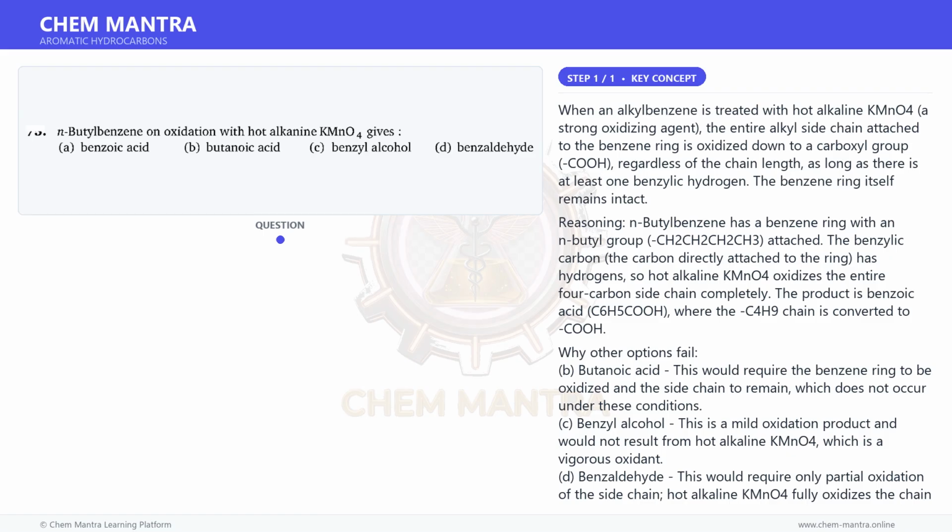C. Benzyl alcohol. This is a mild oxidation product and would not result from hot alkaline KMnO4, which is a vigorous oxidant. D. Benzaldehyde. This would require only partial oxidation of the side chain. Hot alkaline KMnO4 fully oxidizes the chain to the carboxylic acid level.